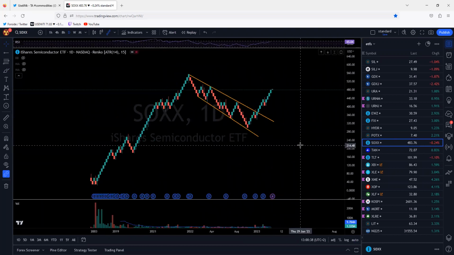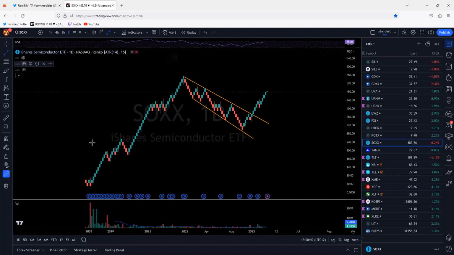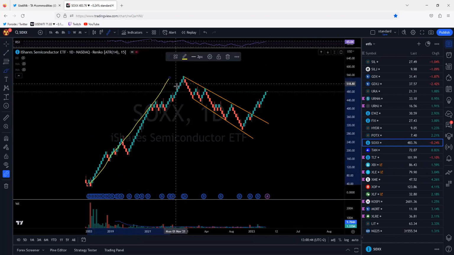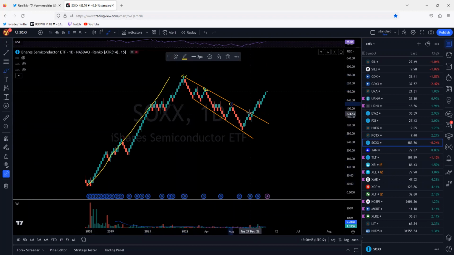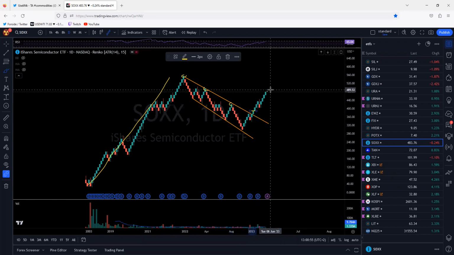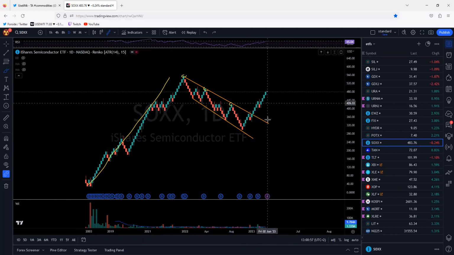Semiconductors, as you can see here, it's a bit of a different beast, but anyways, we have the pole here. We have the pole up here, and then we are in a bull flag all the way down here, and the break and the confirmation was here, as you can see, at around 390, and ever since it has been one direction to the upside.